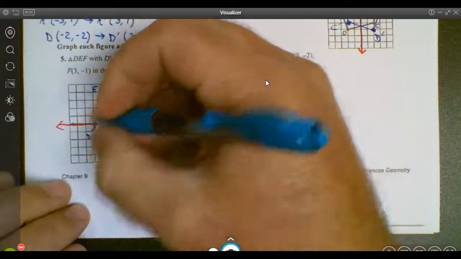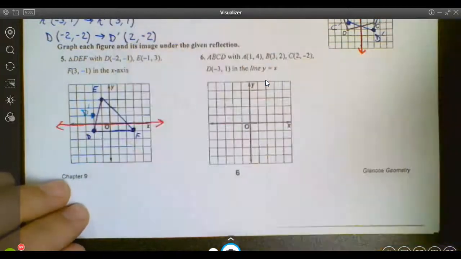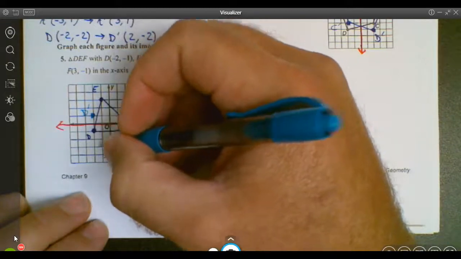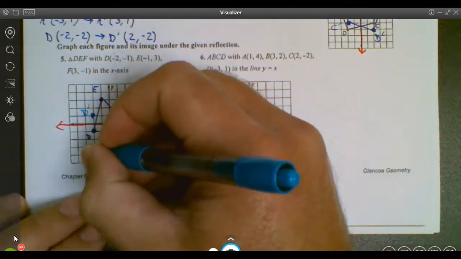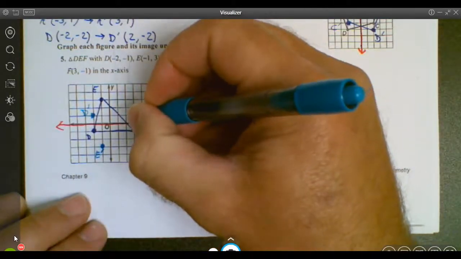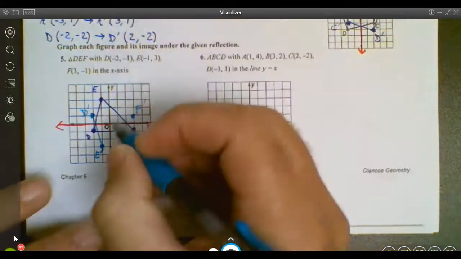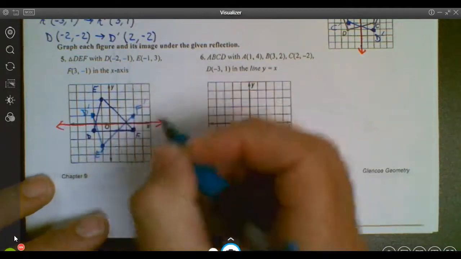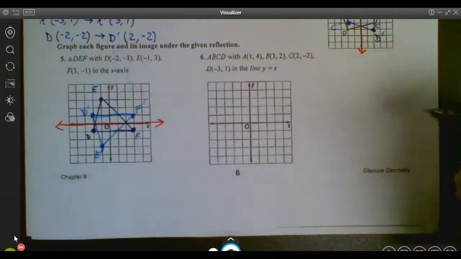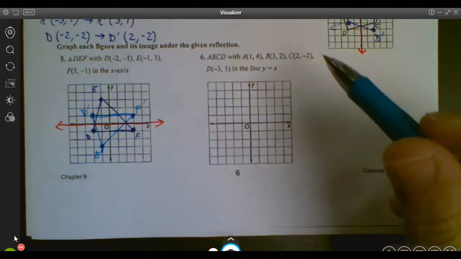So D is 1 unit below. D prime is going to be 1 unit above. If I look at point E, it was 3 units above. I'm going to make it 3 units below. So here's E prime. Point F was 1 unit below. Now it's 1 unit above. Here's F prime. So as I look at my new triangle, my image, I get this, again, perfectly congruent triangle to the original triangle, just been reflected across the x-axis.